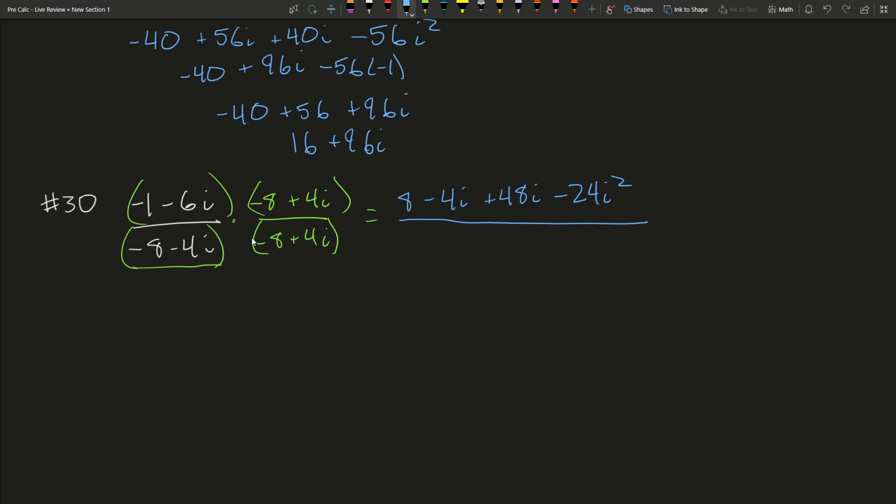When we FOIL on bottom, we get negative 8 times negative 8, which is 64. Negative 8 times 4i is negative 32i. Negative 4i times negative 8 is positive 32i. And then negative 4i times 4i is negative 16i squared.